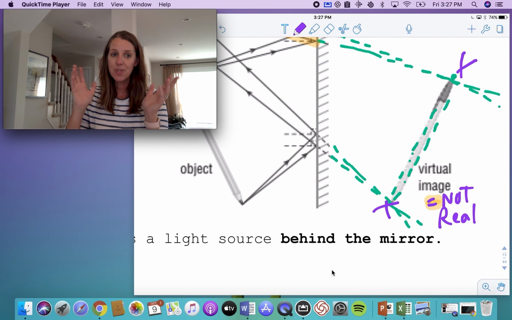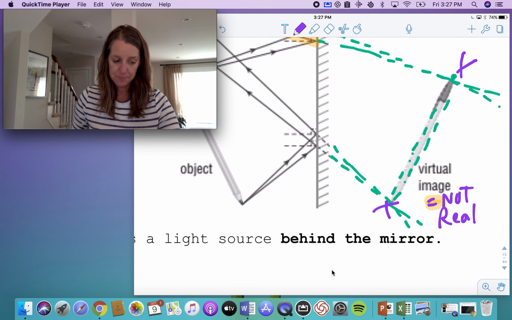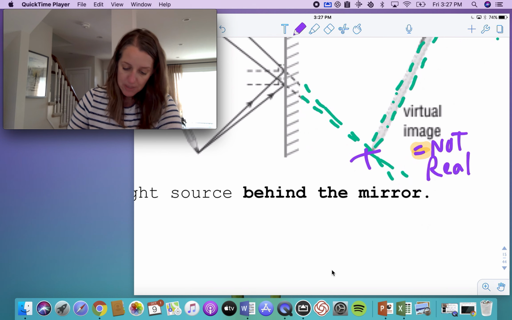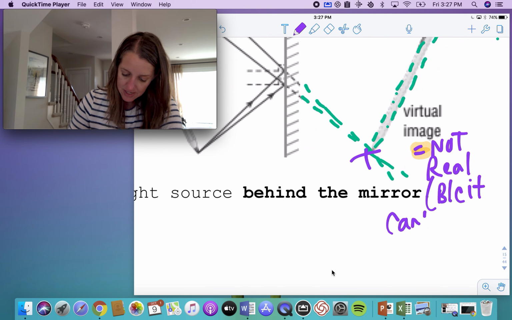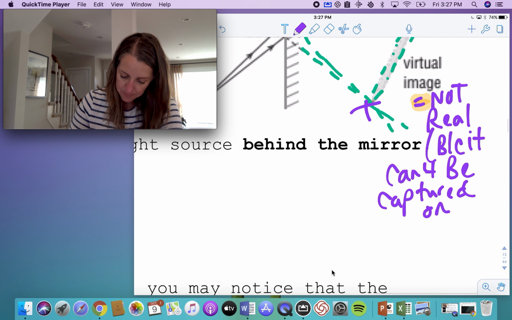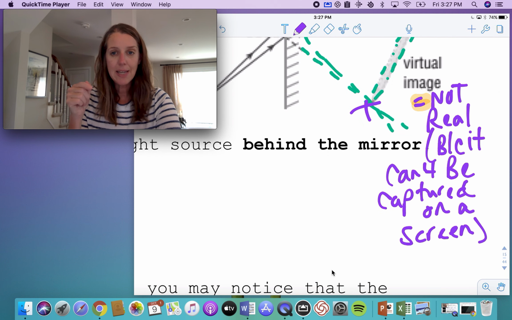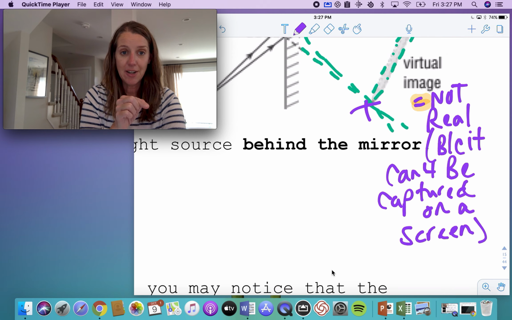And then we call those images a real image. So I just want you to use that as your definition of what a virtual image is. A virtual image is not real because it can't be captured on a screen.